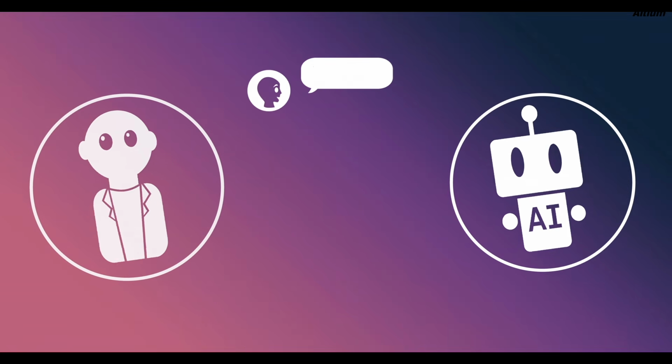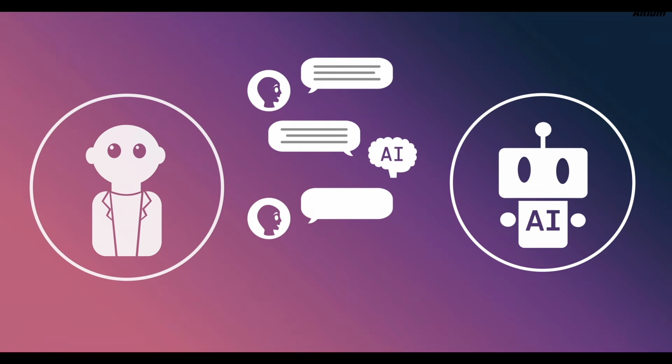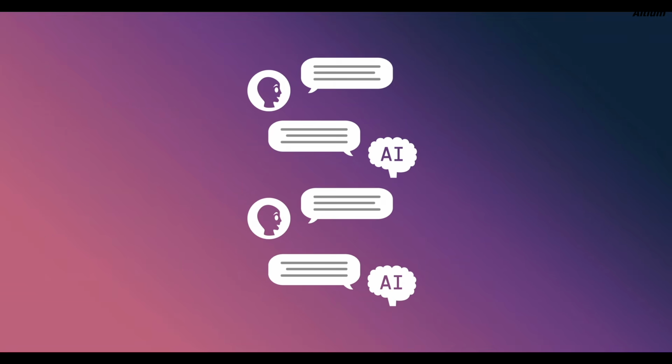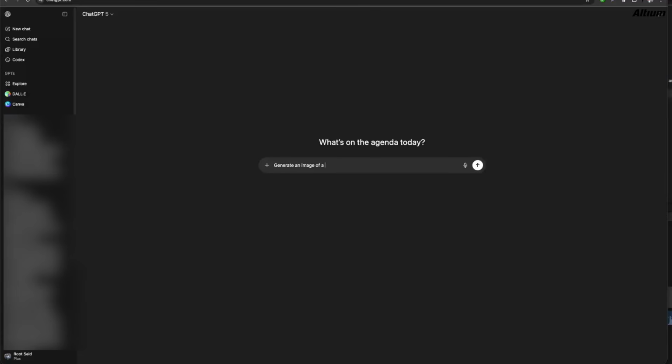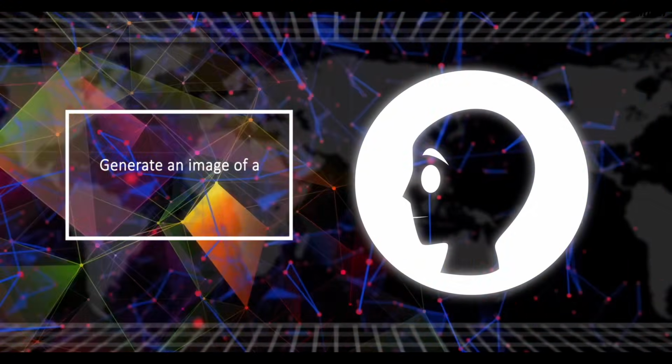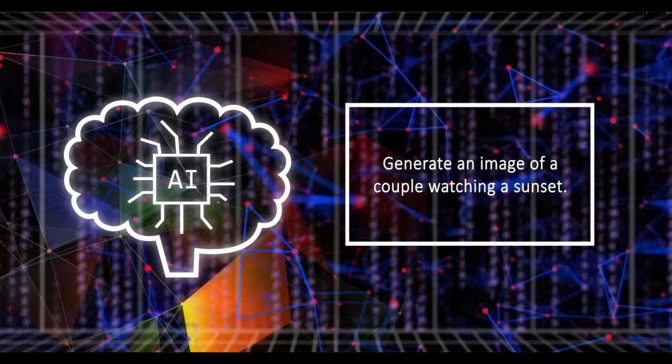So let me ask you a question. When you use ChatGPT from the browser, what exactly happens in the background? So we open the browser and we provide an input which we call a prompt. The AI model processes this prompt and generates a response.